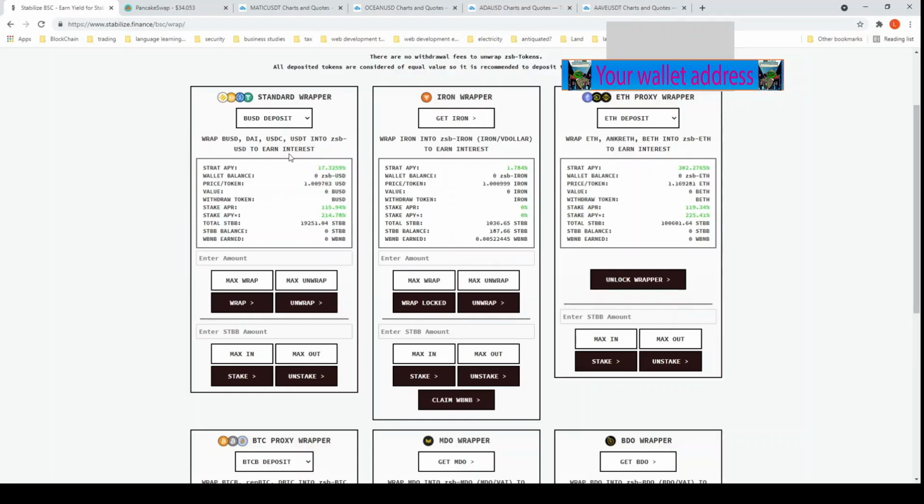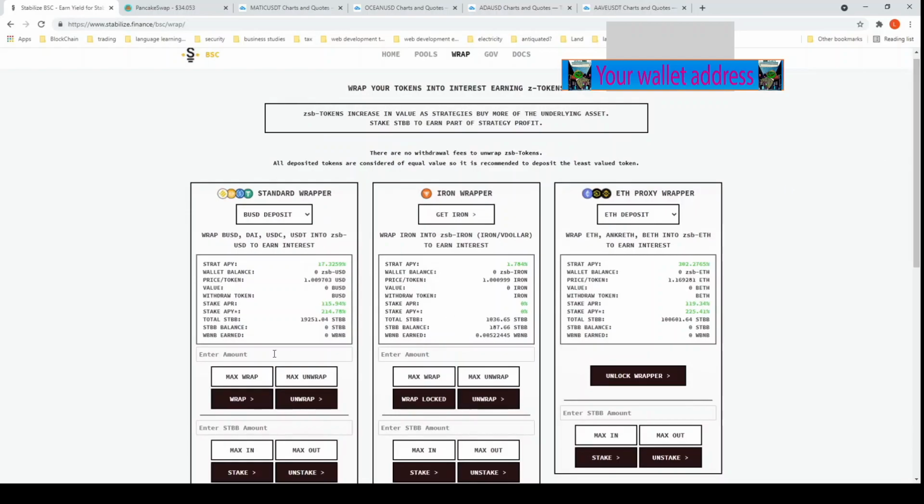So to put it clearly for just a simple walkthrough, I again have 41 USDT. I am over at the wraps here, ZSB wraps. I'm going to click unlock. There's going to be an unlock button instead of what you see here at the bottom of this standard wrapper stable card. I clicked that unlock button. It opened a MetaMask transaction on the upper right of my screen. I clicked confirm. It was about 13 cents.